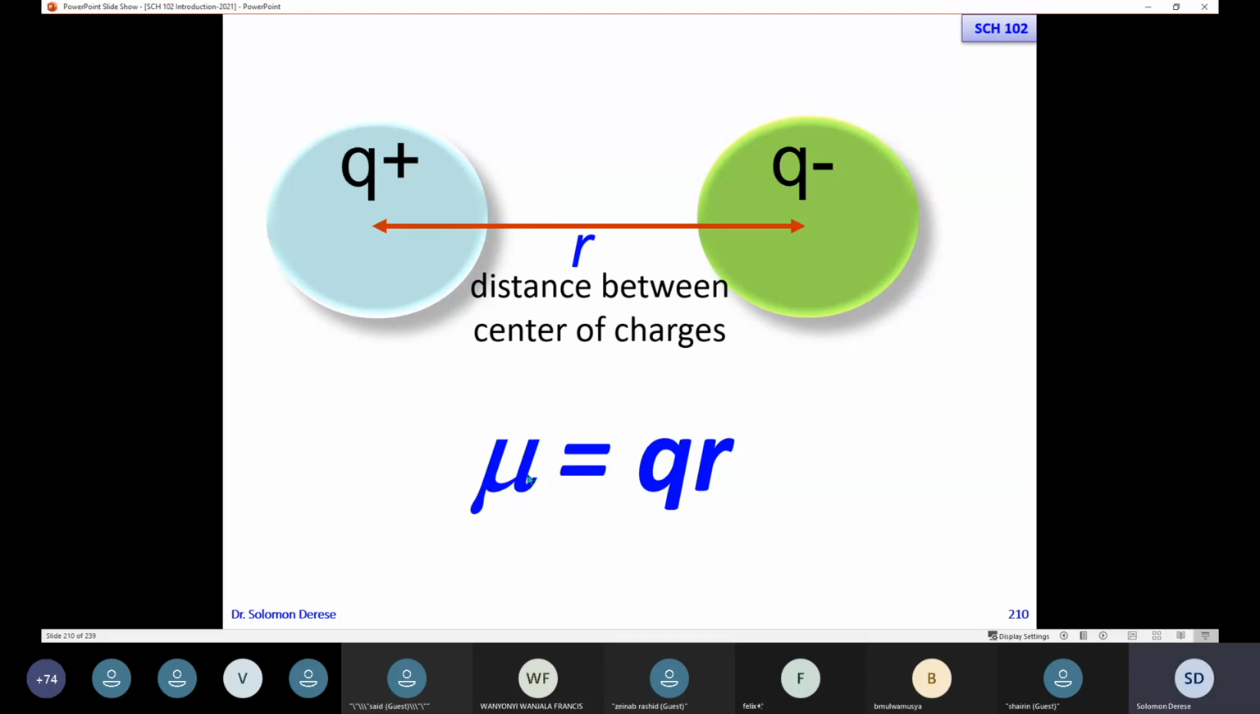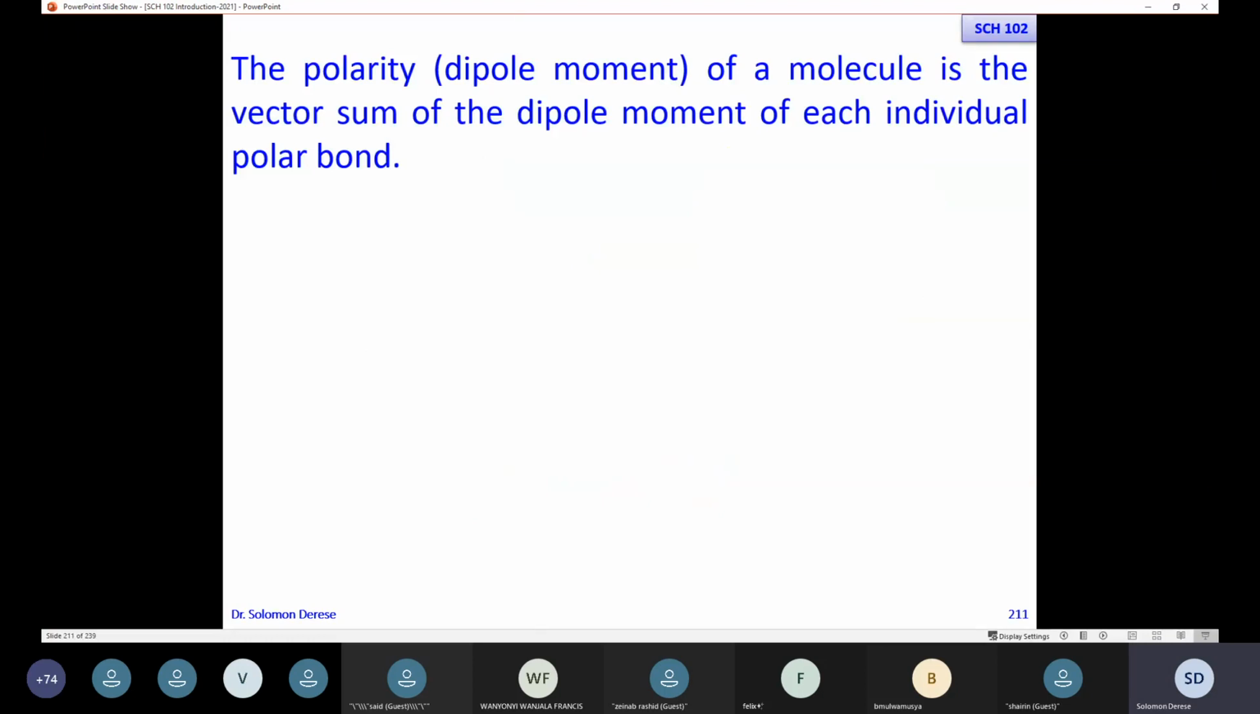As a result of that, the dipole moment is going to be big. So dipole moment depends on two factors, and this is shown in the equation. Now, the polarity or dipole moment of a molecule is the vector sum of the dipole moments of each of the individual polar bonds. You have to do a vector sum, and when you do a vector sum, you take into consideration magnitude as well as direction.